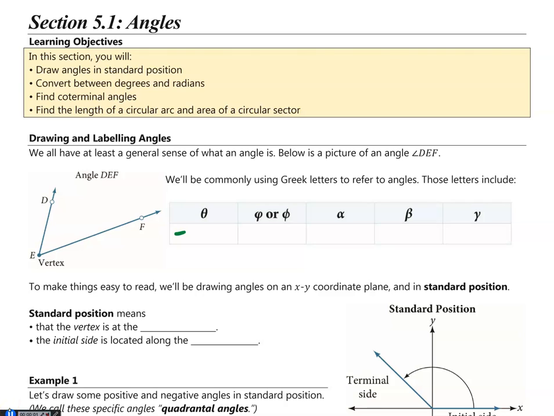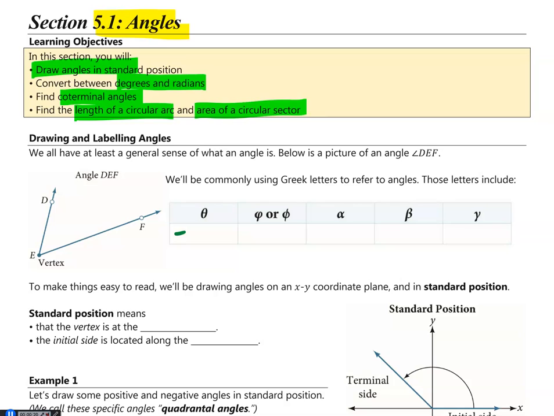Section 5.1, angles. And these are the learning objectives. In this section, you will draw angles in a standard position, convert between degrees and radians, find coterminal angles, and also find the length of circular arc and area of circular sector. We all have at least a general sense of what an angle is.